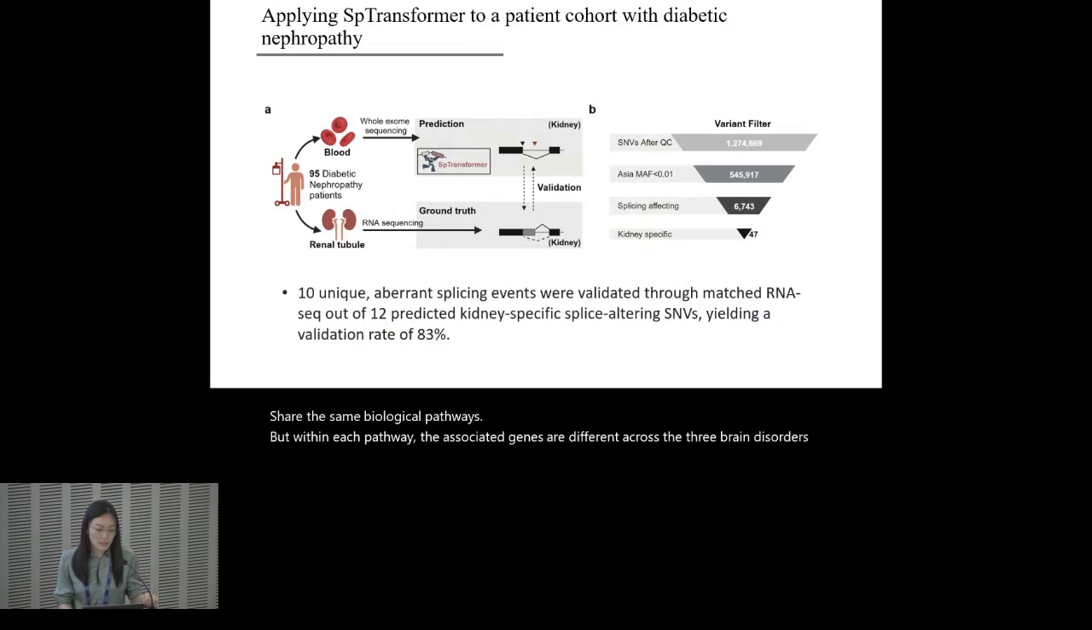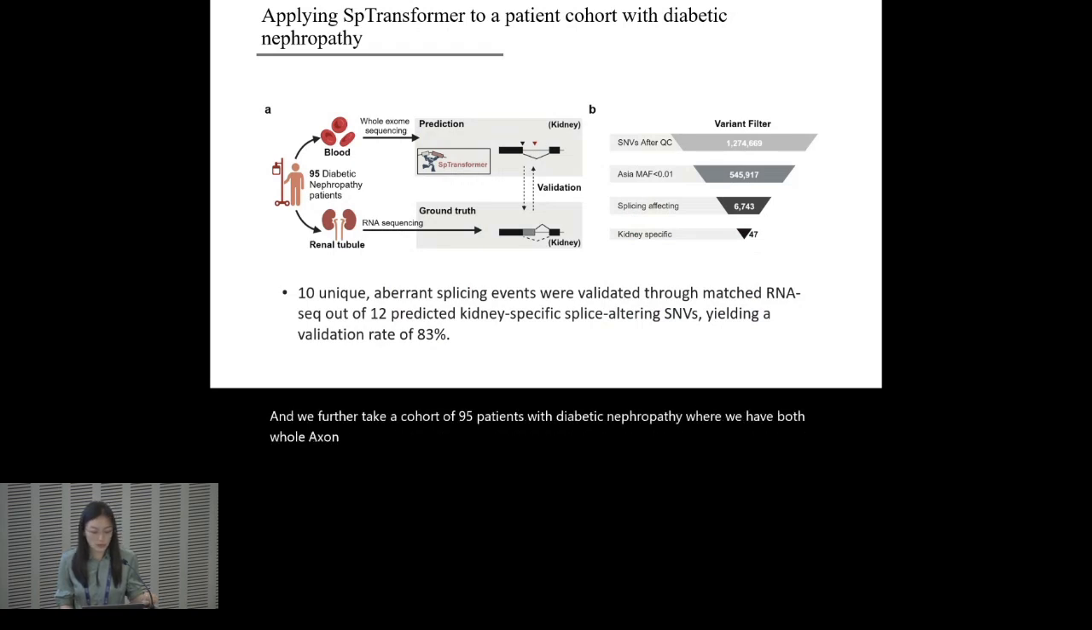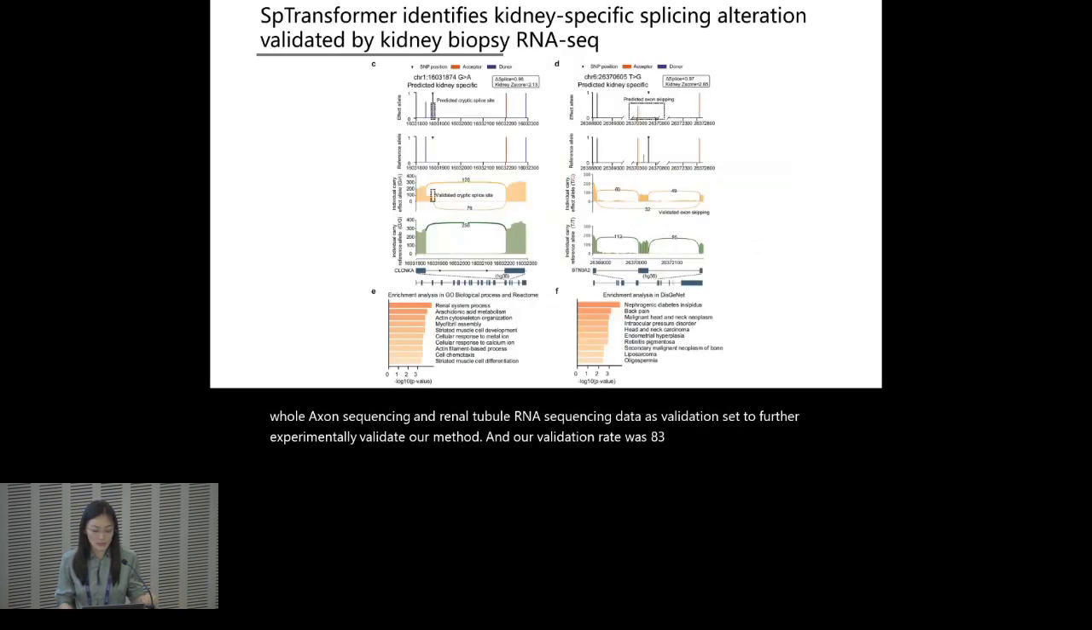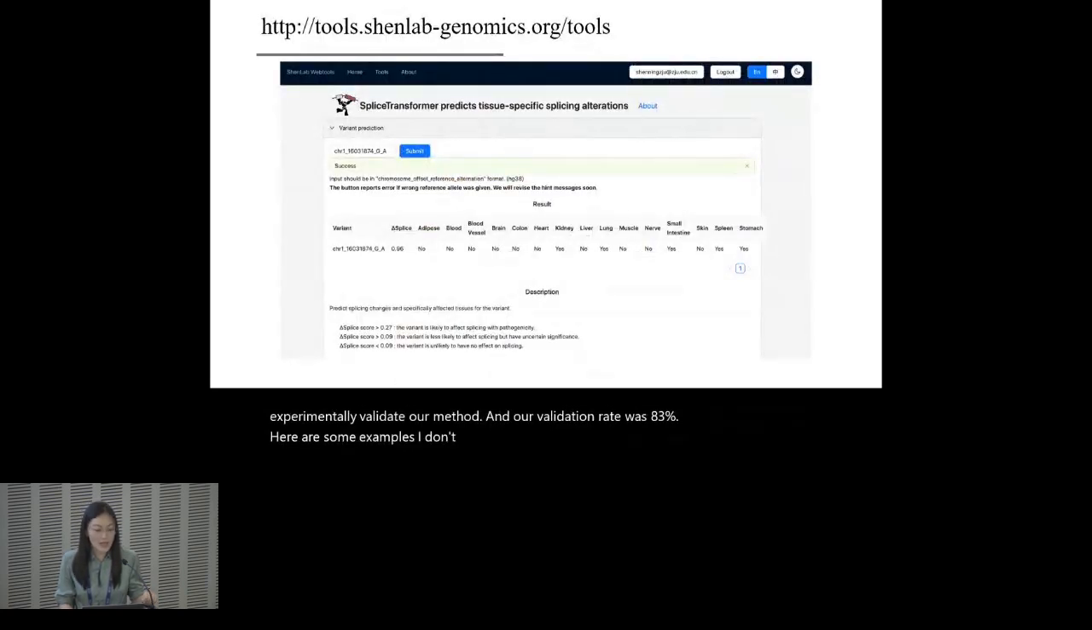And we further take a cohort of 95 patients with diabetic nephropathy, where we have both whole exome sequencing and renal tubule RNA sequencing data, as a validation set to further experimentally validate our method. And our validation rate was 83%. Here are some examples. I don't have time. And we made this publicly available with a browser web server.